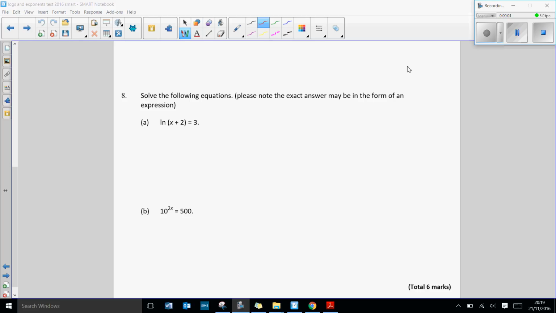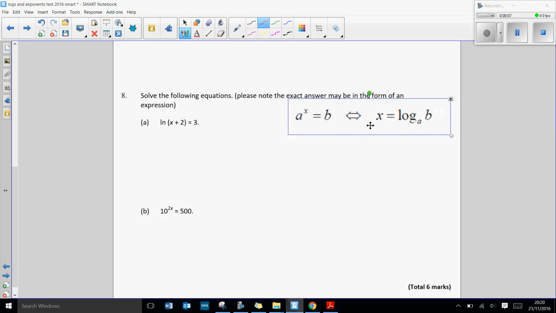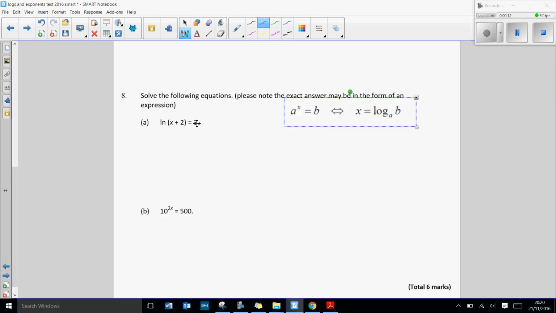Question 8, we're going to use the same thing from the formula booklet. We can see it's in log format here, so we're focusing on this side. ln, natural log, indicates that it is base e, so we're going to have this base, so that's e to the power x, which in this case is 3, equals x plus 2. To solve for x, we can move the 2 across, so it's x equals e cubed, take away 2.